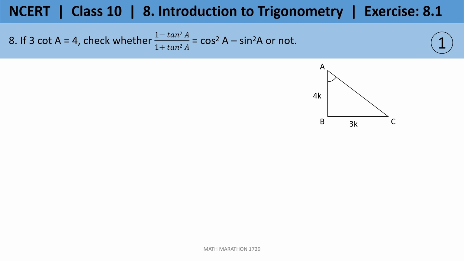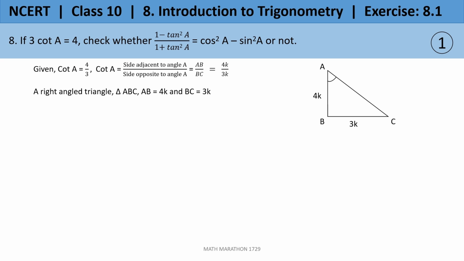If 3 cot A is equal to 4, check whether (1 minus tan square A) divided by (1 plus tan square A) is equal to cos square A minus sin square A or not. From the question, we have the following. Cot A is equal to 4 by 3. Cot A is also equal to side adjacent to angle A by side opposite to angle A, which is equal to AB by BC, which is equal to 4K by 3K.